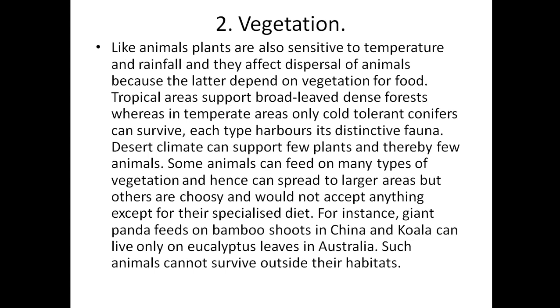The giant panda needs bamboo shoots. So that's why you can see the giant panda where there are enough bamboo shoots. Even the koala, if my memory goes right, is also a pouched mammal. It has to eat only eucalyptus trees. So that's why they are found in those regions where there is eucalyptus, especially in Australia. Such animals cannot survive outside their habitat.